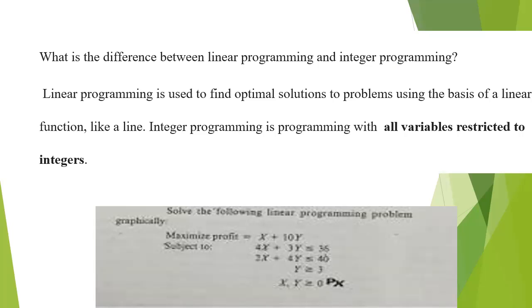Integer programming is also the same as linear programming, but the difference is that linear programming is used to find optimal solutions to problems using the base of a linear function, like a line, whereas integer programming is programming with all variables restricted to integers.